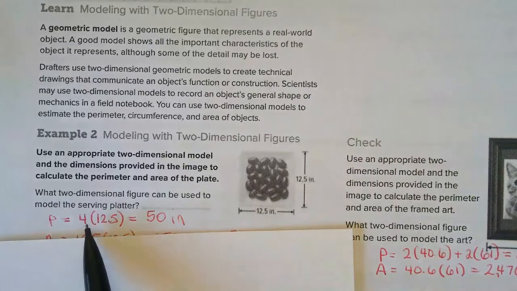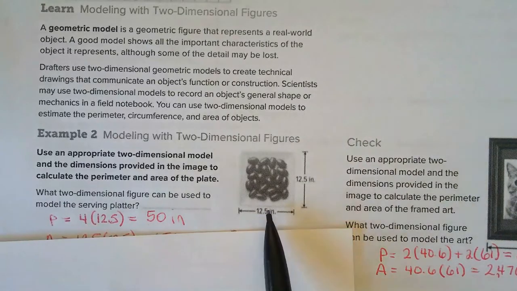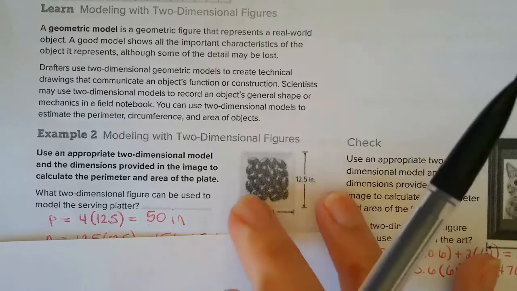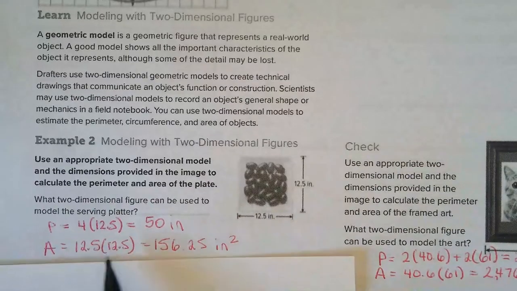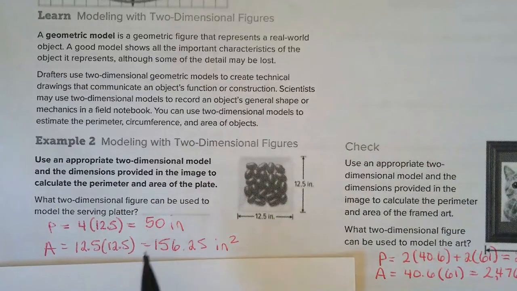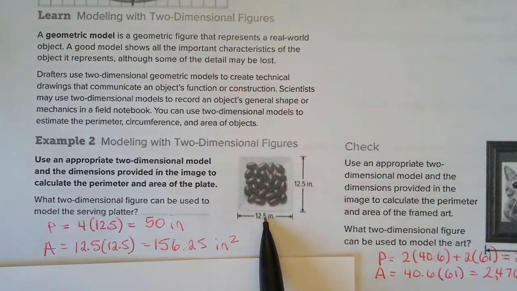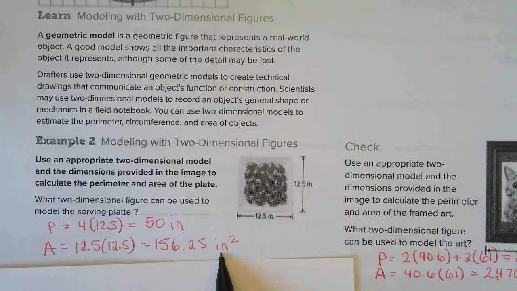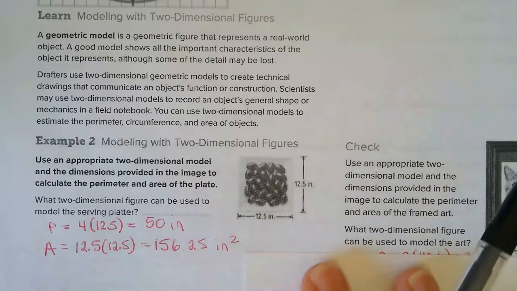You can also use the formula from the previous page where it says just do 4 times this since it's a square. So my perimeter would be 50 inches. Then to find the area, I'm doing length times width, or I'm doing this squared. Either one would give you the correct answer. So 156.25 inches squared. Pause the video and try the check question to the right.